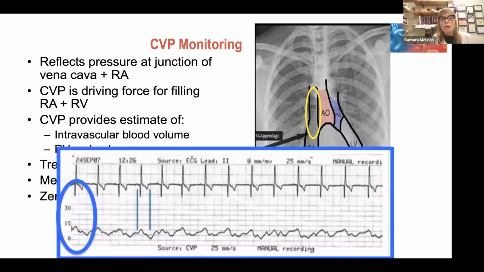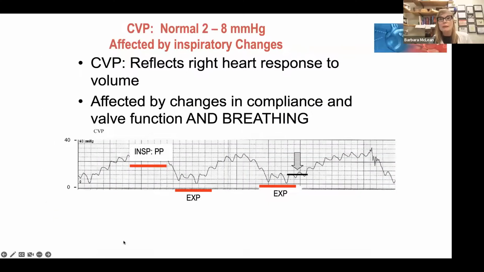You look at the scale over here. The scale is embedded on the recording. It's also embedded on the monitor to the left of the waveform. You see the scale. And this scale is 0 to 30. Okay.